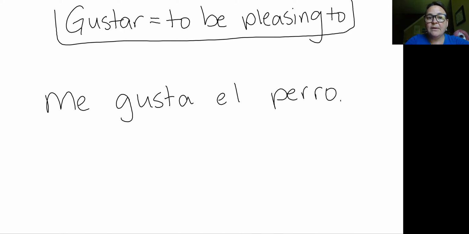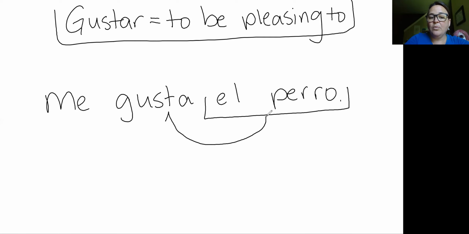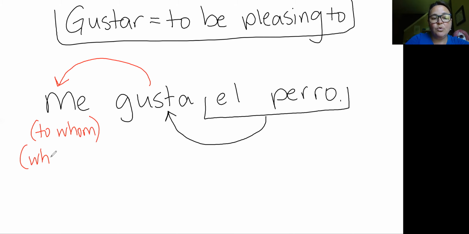What is pleasing? What is doing the pleasing? Well, it's el perro, okay? That is the subject. That el perro is what we are conjugating the verb for. The dog is pleasing, and then we can use this part over here to say to whom, or who is being pleased, okay?